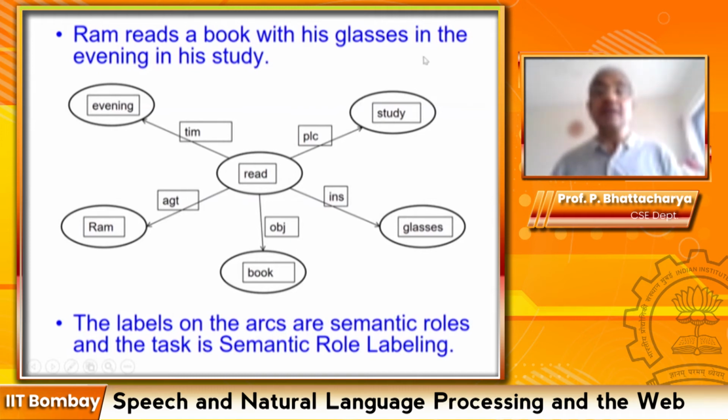Now note that the property of the word also becomes important. So: Ram reads a book in his class in the evening. Evening is preceded by "in the", and study also could have been preceded by "in the". So the system could get confused and give a time relationship to study and a place relationship to evening. The reason is that "in the", the preposition, is the same.